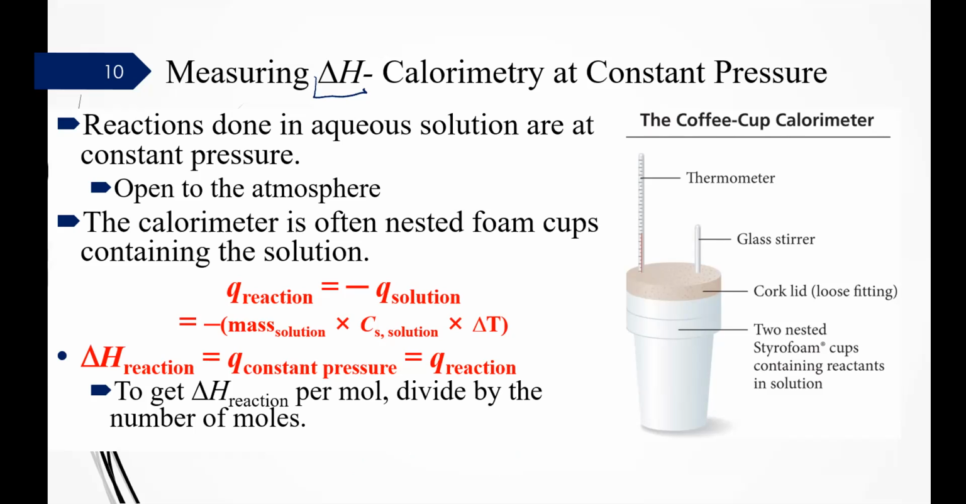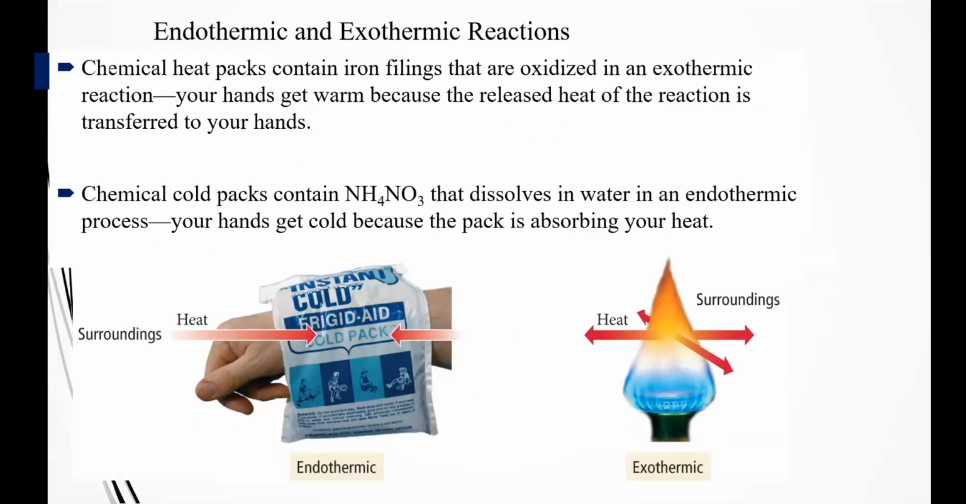So what we can do is we can do our reaction inside of that calorimeter, and we can measure the heat that's being released by it or gained by the water by measuring its temperature change. Now, when we talk about chemical reactions, we're going to introduce a couple of new terms to it. And one of them is going to be endothermic, and one of them is going to be exothermic.